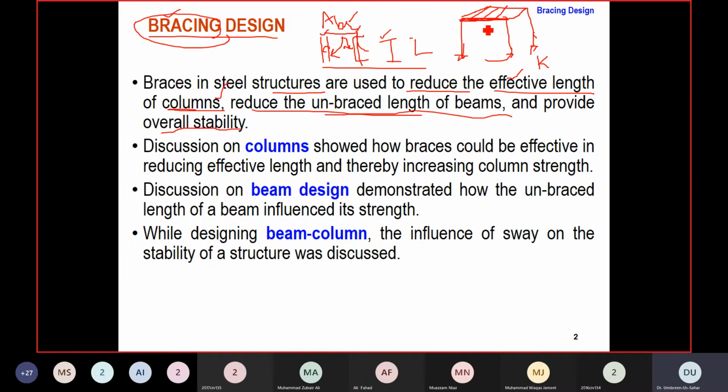When you are designing the main girder, you have to consider the unbraced length of the beam by considering the purlin distance at which they are placed over the beam.